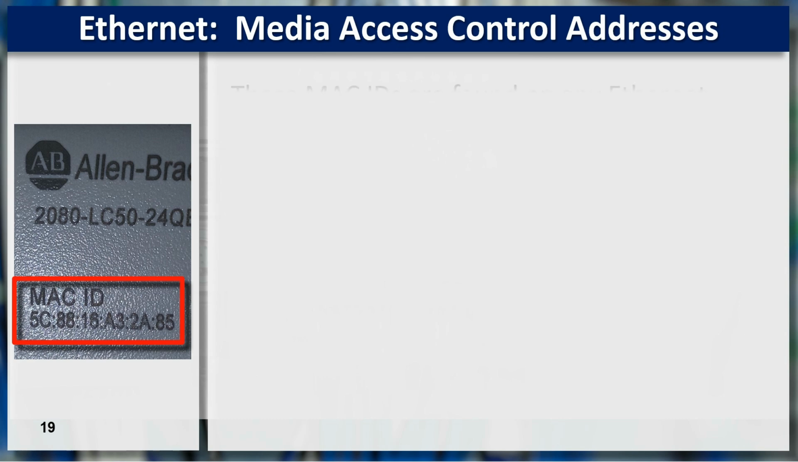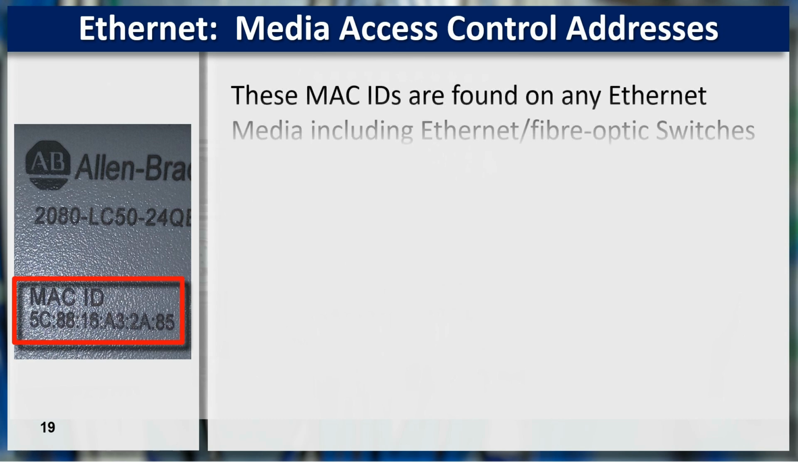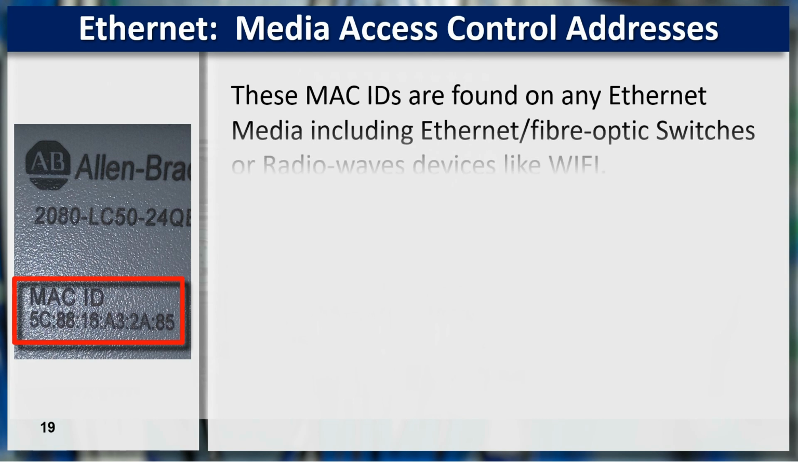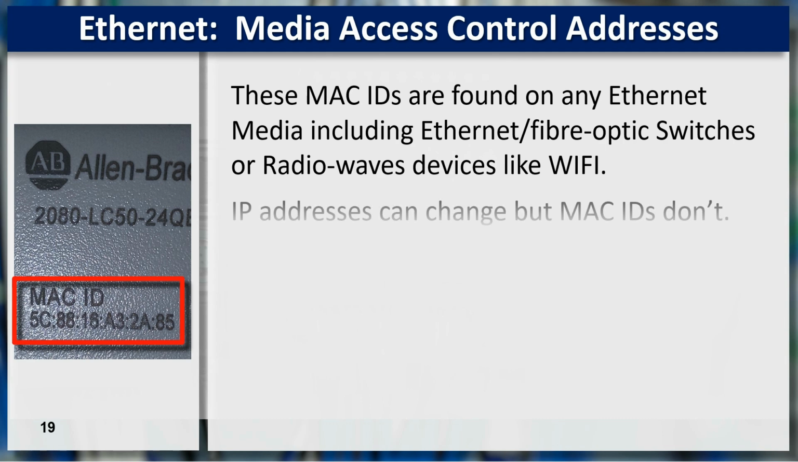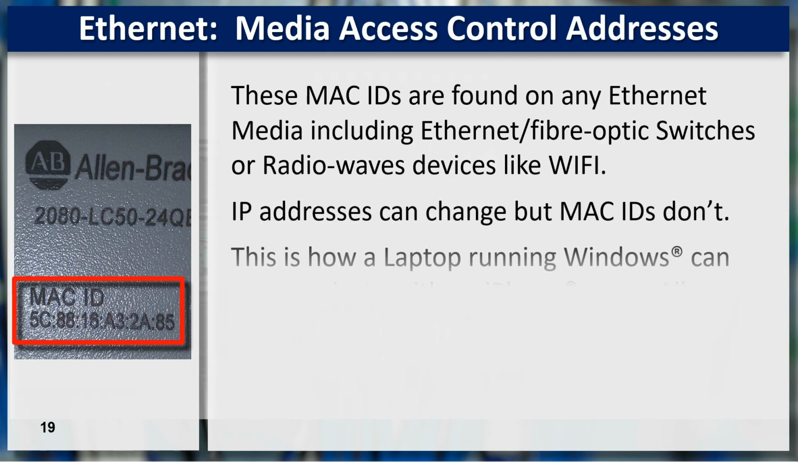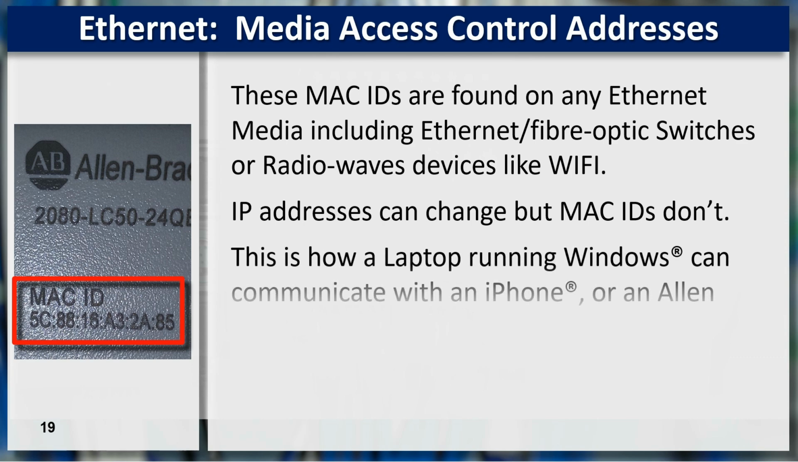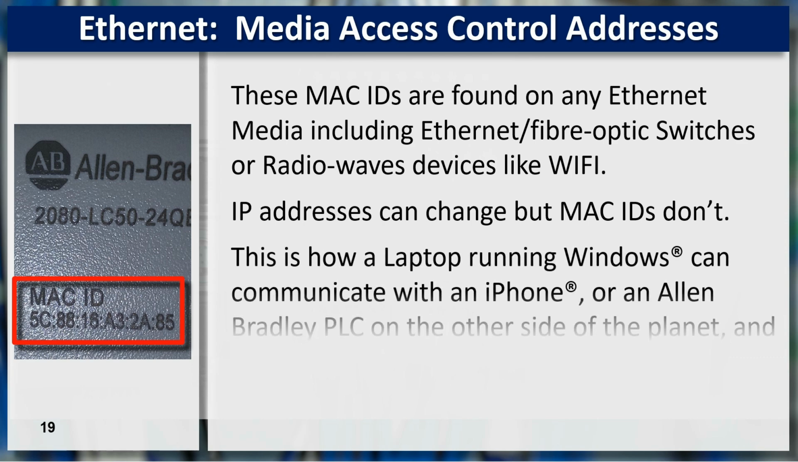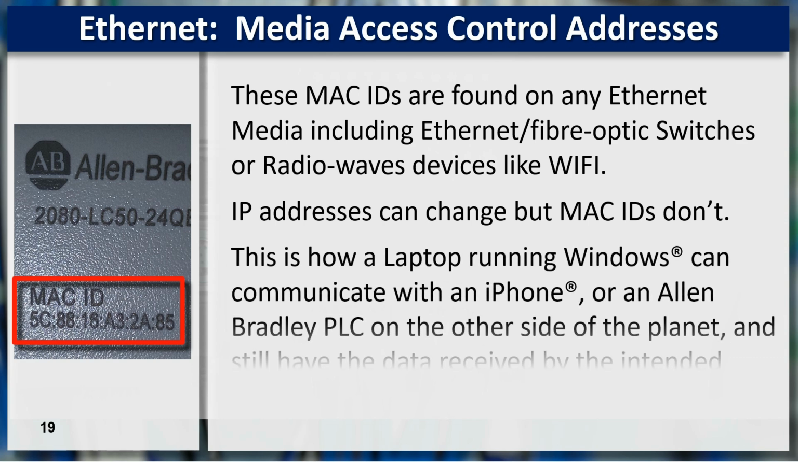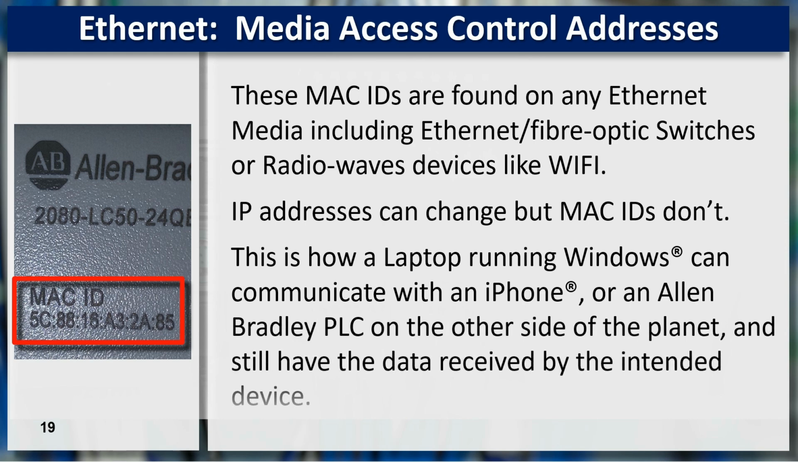These MAC IDs are found on any Ethernet media, including Ethernet fiber optic switches or radio wave devices like Wi-Fi. IP addresses can change, but MAC IDs don't. This is how a laptop running Windows can communicate with an iPhone or an Allen Bradley PLC on the other side of the planet and still have the data received by the intended device.